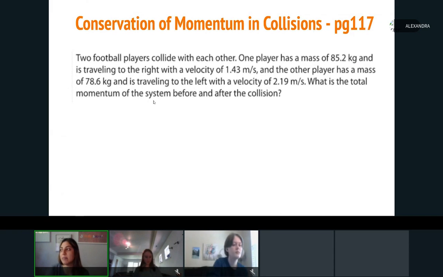One player has a mass of 85.2 kilograms and is traveling to the right with a velocity of 1.43 meters per second. And the other player has a mass of 78.6 kilograms and is traveling to the left with a velocity of 2.19 meters per second. What is the total momentum of the system before and after the collision?